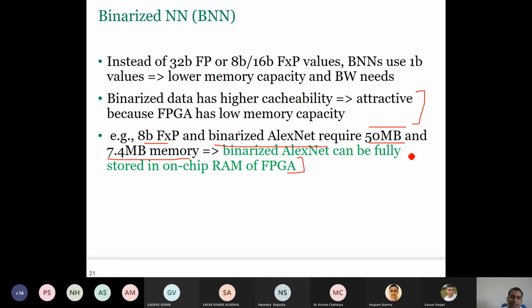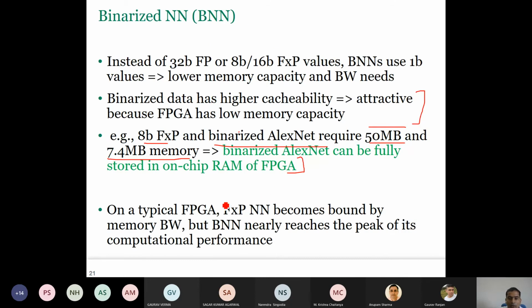Because it only requires much less, right? Compared to 50 megabytes, 7.4 megabytes is much less. So that's why on a typical FPGA, this fixed point neural network becomes bound by memory bandwidth, whereas with BNN, as you can expect, our arithmetic intensity can be much higher, right? Because we are fetching far fewer weights and doing the same number of operations, arithmetic intensity becomes very high. So we can reach the peak of the computation performance. This point is very obvious if you remember the roofline model.